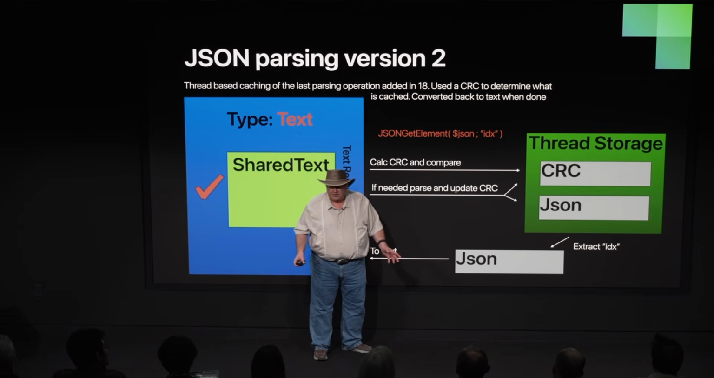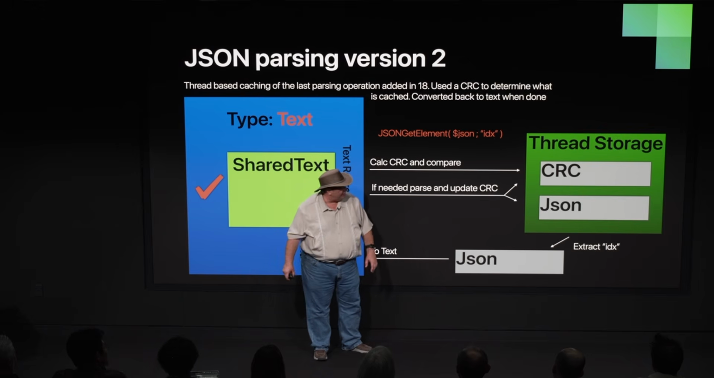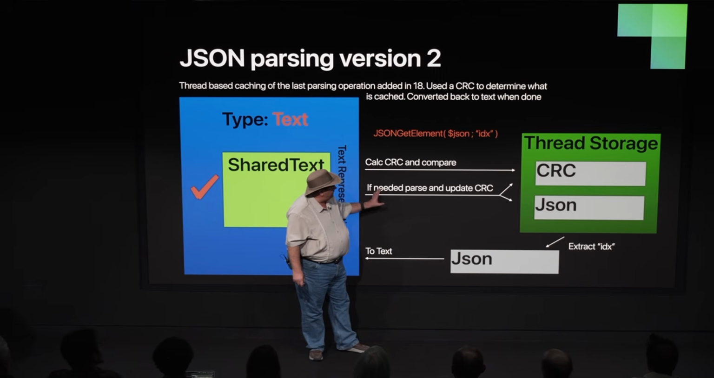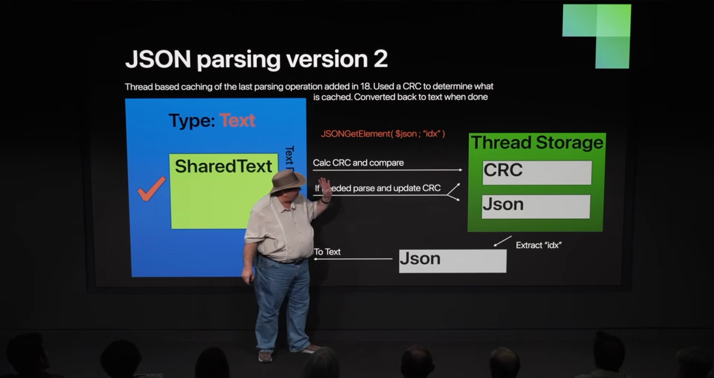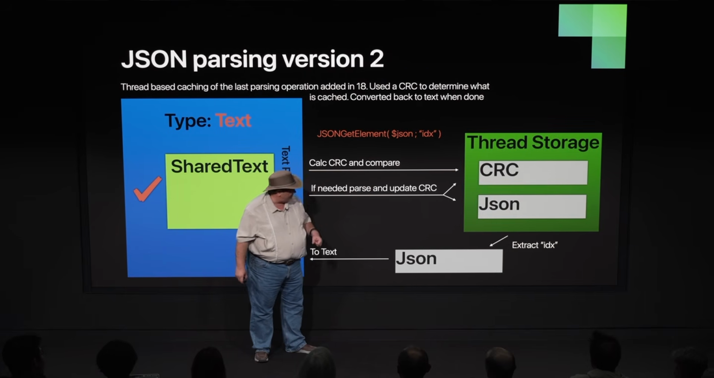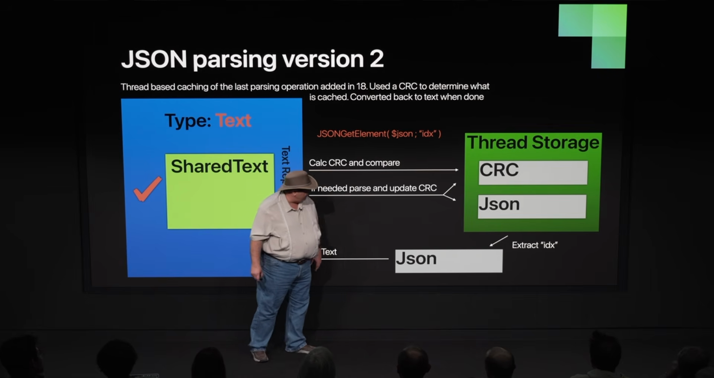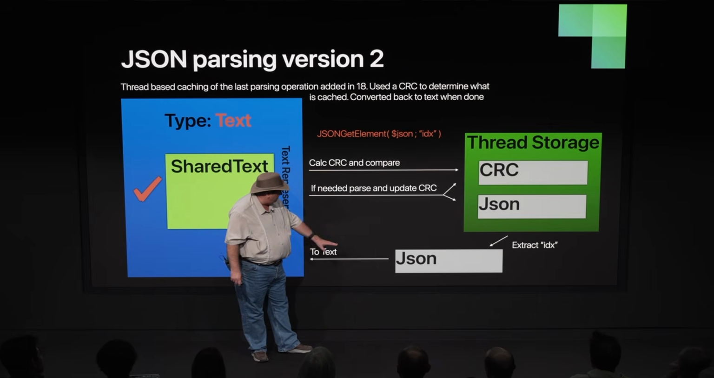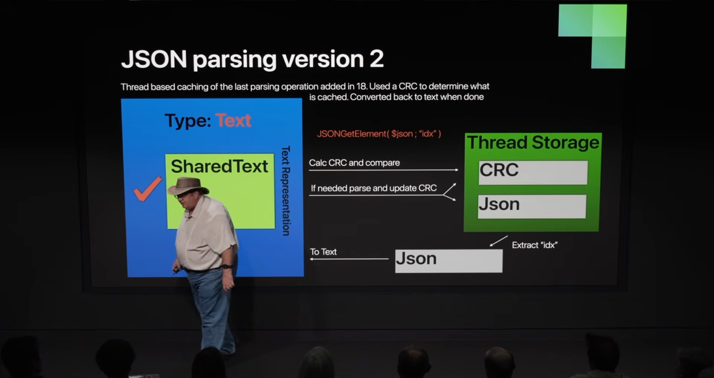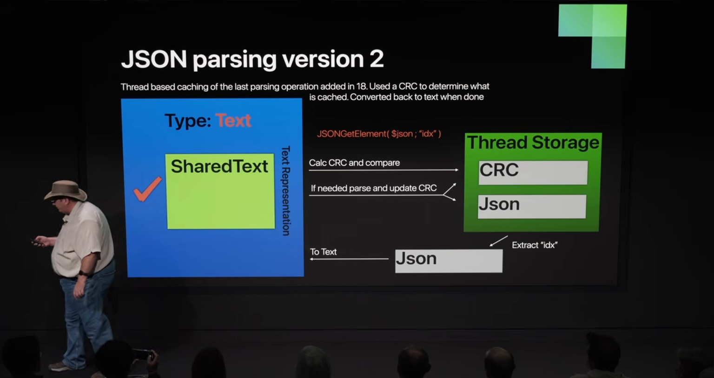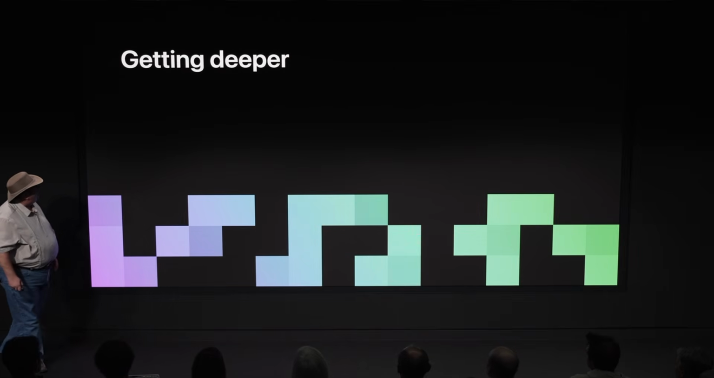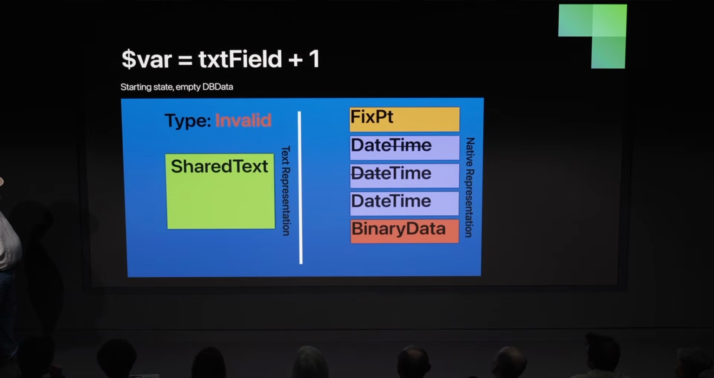That means we wouldn't have to parse it and turn it into this large memory object that represented all the nodes of the JSON. If it didn't match, then it would parse the text, store it, and update the thread storage to match what we just read. Then, like in version 1, you would extract the node from the JSON into another separate JSON object, usually a lot smaller because you're pulling out individual members, and then it would be converted back to text and dumped into the DB data. So that's what was done then.